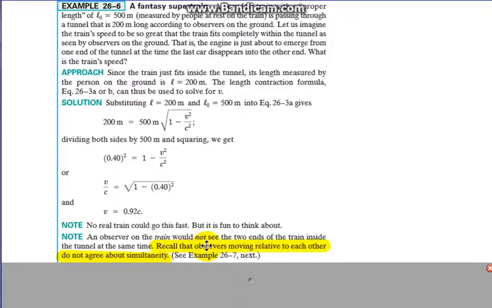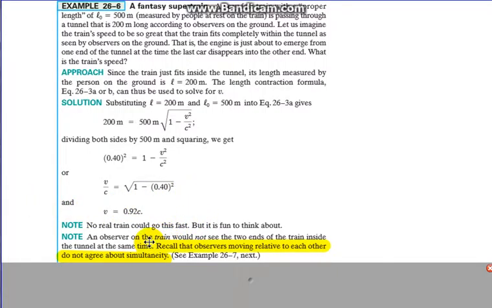An observer on the train would not see the two ends of the train inside the tunnel at the same time. Recall, observers moving relative to each other do not agree on simultaneity. So that's an interesting thing to note. An observer on the train would not see the two ends of the train inside the tunnel at the same time. So according to someone sitting down watching the train go by, wow, that train fit inside the tunnel.